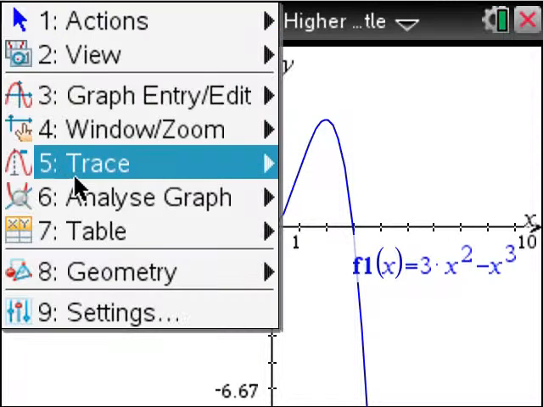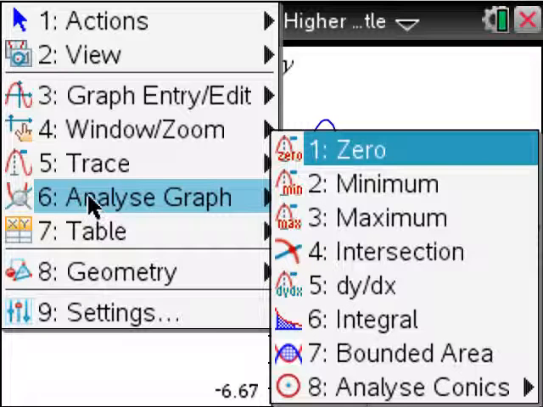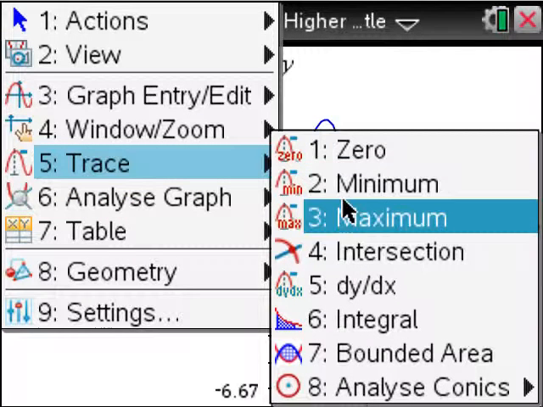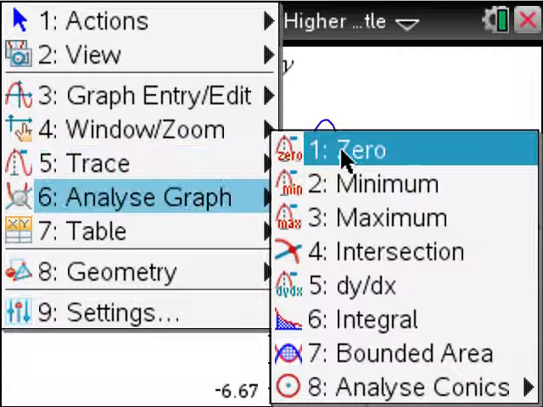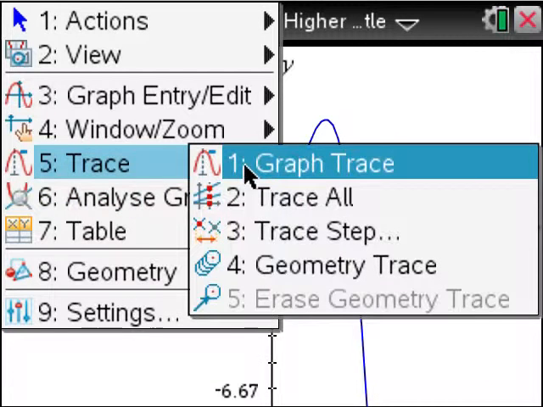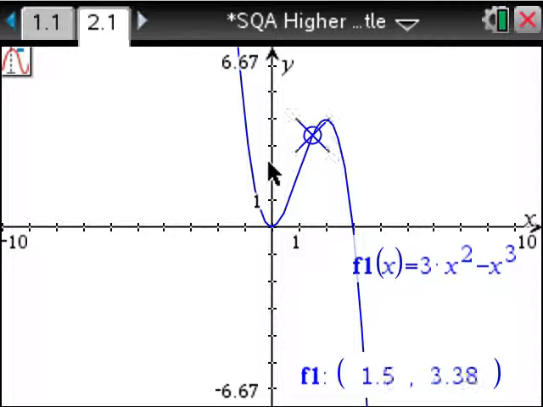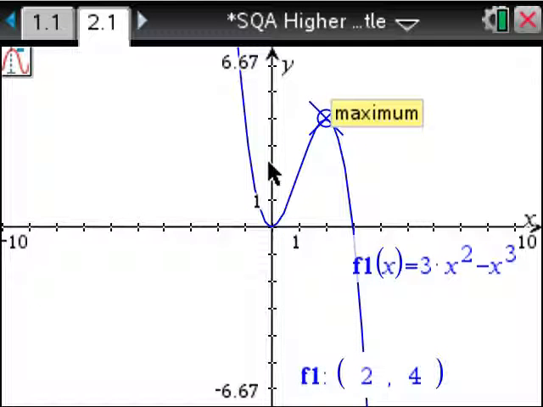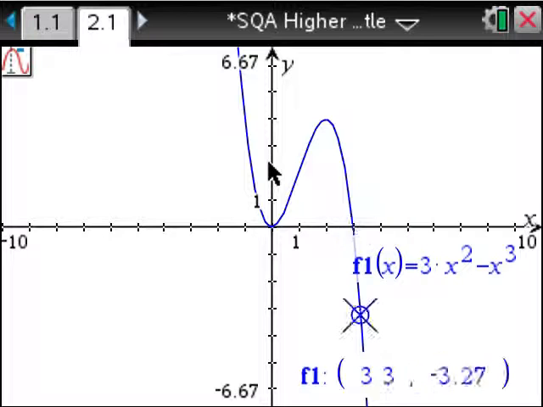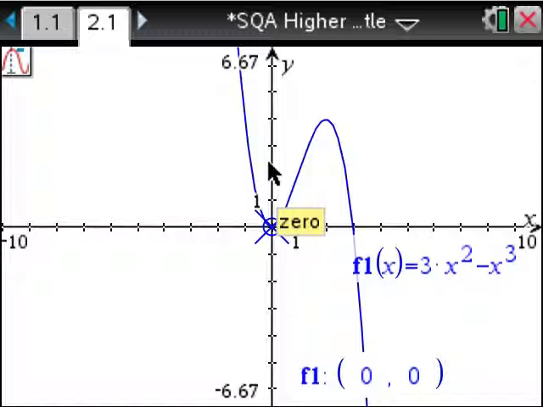If we press Menu, choose Analyze Graph, we can do minimum, maximum, and just literally find all those bits of information. The quickest way sometimes might be just do Graph Trace. And as you can see, we start off at 0, we then hit the maximum at 2, 4. We have another 0 at 3, 0. Oops, and we have another 0 at 0, 0. So if you had the calculator to hand, if you were doing a question like this, you could very quickly verify if your answers were correct.